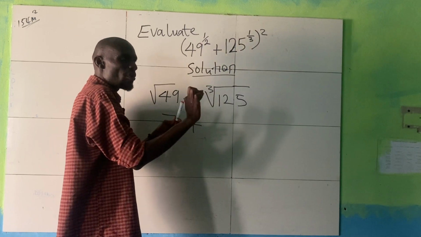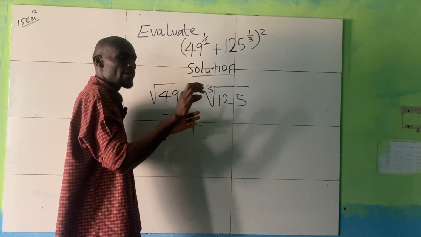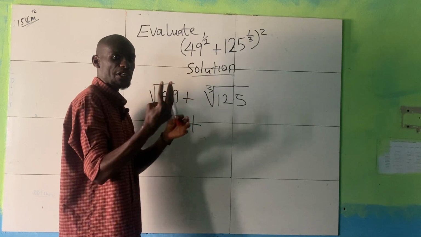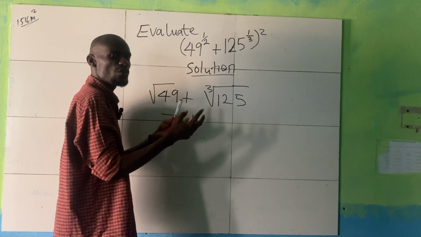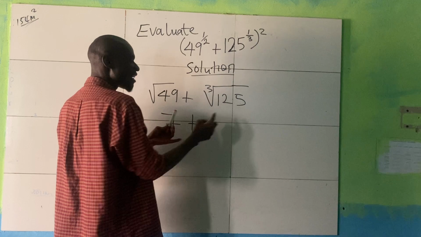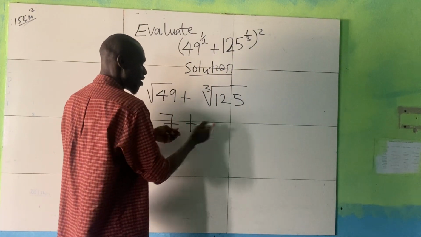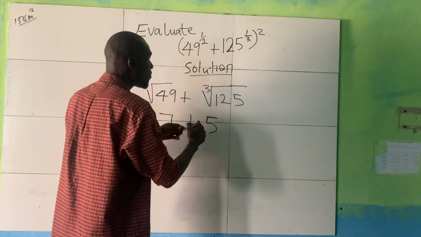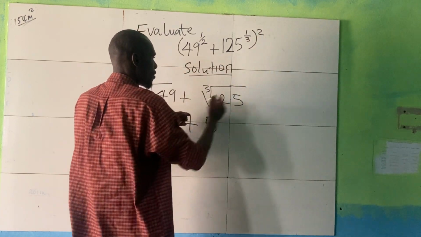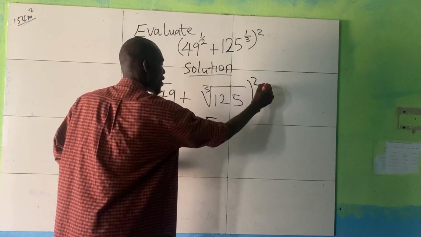How? A number that you will multiply by itself 3 times, and it will give you a particular number. So that number is 5. 5 times 5 times 5 will give you 125. So here is 5. Remember that there is a square here, so let us square it.